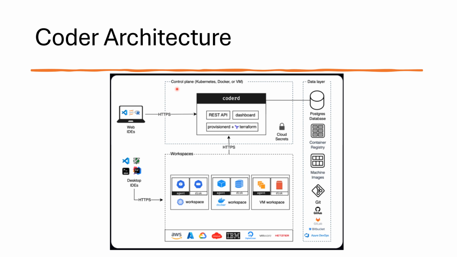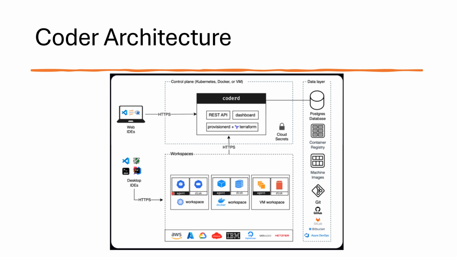So at the center here, we've got the control plane, which is running the Coder daemon, exposes the REST API, dashboard, provisionerd with Terraform. And that's tied to a data layer where we have our Postgres database. There's, of course, container registry, machine images, Git, and so on outside of Coder that you access. And then there's the idea of workspaces. And these workspaces can really be hosted anywhere.